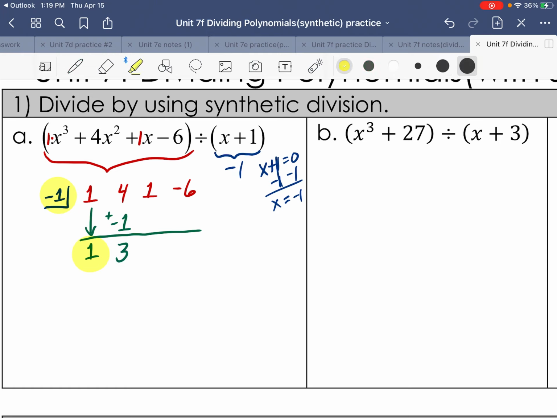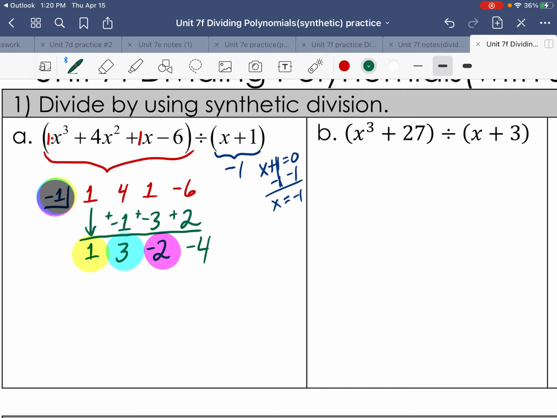Now let's repeat that process again. -1 times 3 is -3. Put it up above. And we add 1 plus -3 is -2. Let's repeat that process again. -1 times -2 is 2, two negatives multiplied give a positive. We add -6 plus 2 is -4. All right, so now we have all of our coefficients of the answer.